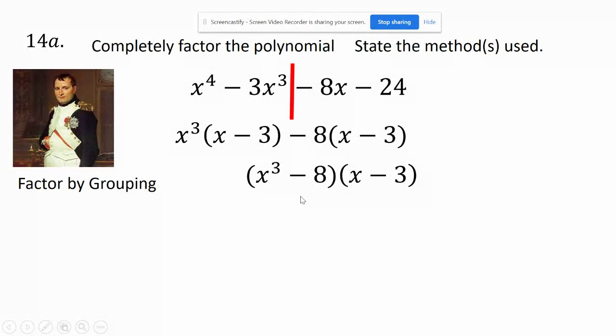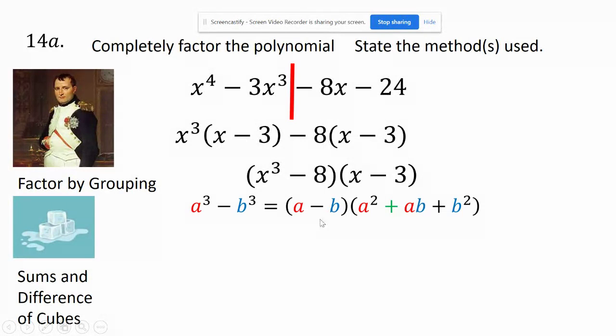Oh, there's more than one thing here. Because see, key here, methods. It's a hint. And this is a cubic. Notice I have 2 terms. I can cube root x cubed. I can cube root 8. It's a minus. So there's my formula.